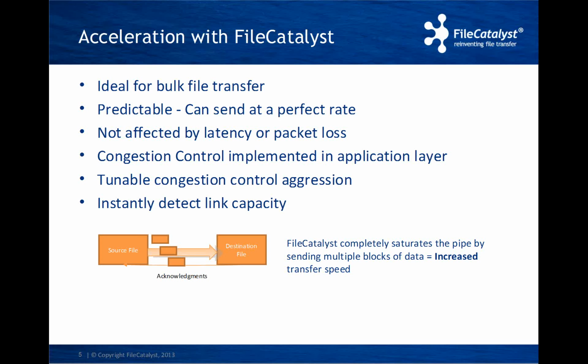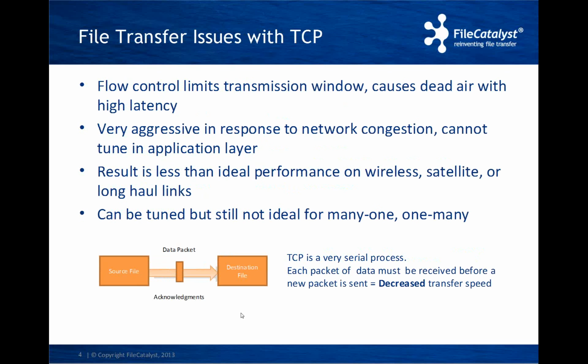We have the ability in FileCatalyst, again at the application layer, to instantly detect your link capacity. So we do a little negotiation right at the beginning of any file transfer, and we can tell that you have a 10 megabit link or a 45 megabit link or a 100 meg link. And I'll give you a little bit of demonstration on that later. But the real nuts and bolts underneath is that TCP, if I go to the previous slide, I didn't really go into the diagram. TCP is very serial and it's single threaded. You're going to send one packet of data or a block of data across to the destination. It's going to reply and say, I got it.